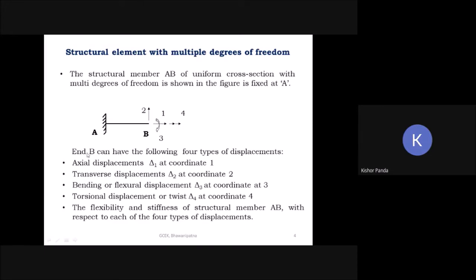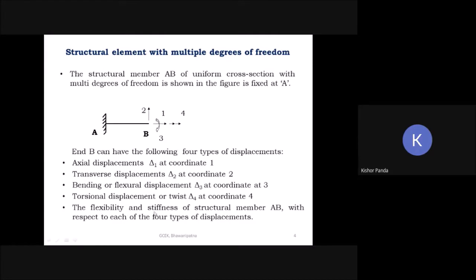Here you see the end B can have the following 4 types of displacement. Here it explains 4 types of displacement. First, the axial displacement delta 1 at coordinate 1, and second, the transverse displacement delta 2 at coordinate 2, along direction 2. Then the third one is the flexural or bending displacement delta 3 at coordinate 3. The fourth one is the torsional displacement or twist delta 4 at coordinate 4. So these are the 4 displacements that take place at the end B.